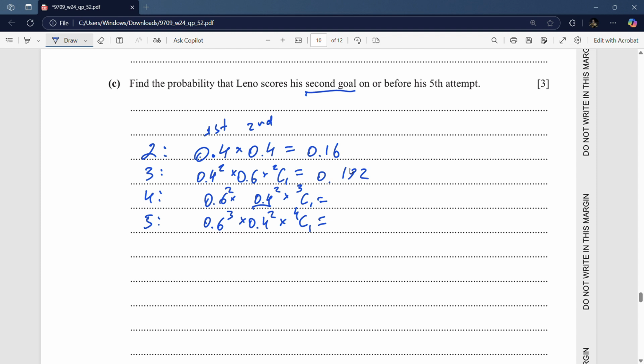0.6 squared multiplied by 0.4 squared multiplied by 3, so it's 0.173. 0.6 cubed multiplied by 0.4 squared multiplied by 4, so 0.138. And the total probability will be the sum of these four cases, which is 0.6663.